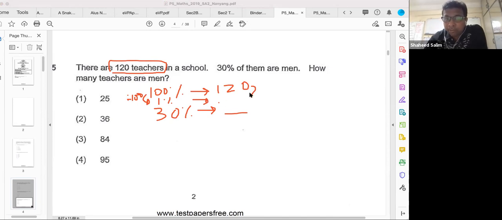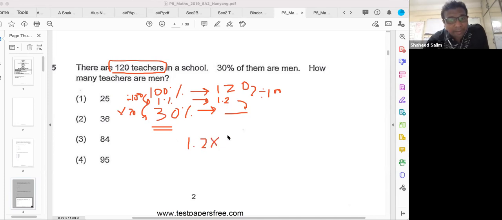Say divide by 100 of them. Remember you shift by what? You shift by 2 decimal places. 1, 2, you get 1.2. Now say 1%. Never mind, don't worry, because we are finding out 30%. So from 1% to 30%, you times by 30. So down here you also times by 30. So 1.2 times by 30.